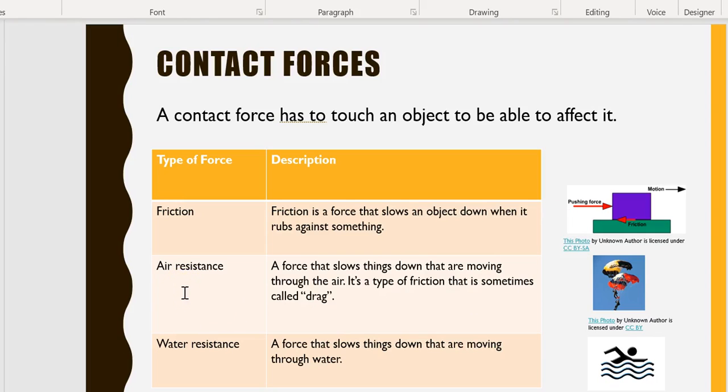Air resistance is another kind of contact force. Air resistance is a force that slows things down that are moving through the air. It's a type of friction that's sometimes called drag. So if you have a parachute, for example, the air resistance is pushing up against the parachute and slowing it down as it's falling to earth. A third kind of contact force is water resistance. Water resistance is a force that slows things down that are moving through the water, and you can really feel the water resistance when you're swimming in a pool.